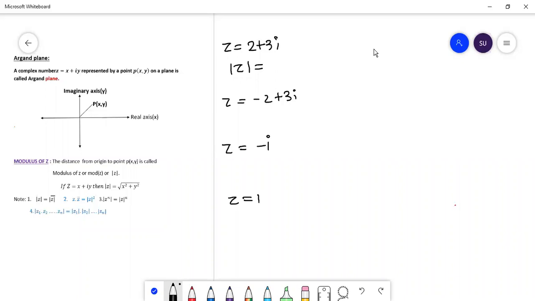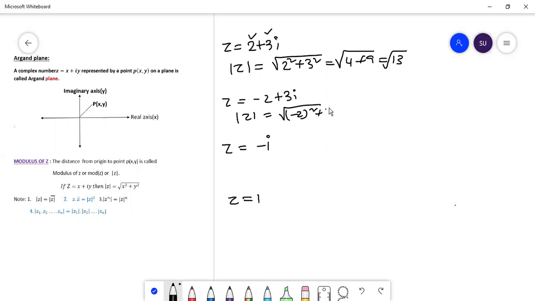We will see some examples now. If z is equal to 2 plus 3i, then mod z is equal to the square root of, comparing with the x plus iy form, x is equal to 2, y is equal to 3. So 2 square plus 3 square, that is 4 plus 9, which is equal to 13. In the same way, for z equal to minus 2 plus 3i, x is equal to minus 2, y is equal to 3. So mod z is the square root of minus 2 whole square plus 3 square, which is also root 13.